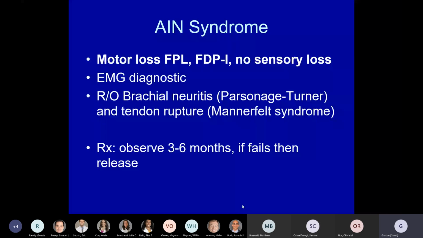AIN syndrome will differ substantially from carpal tunnel or pronator syndrome because it's isolated motor. Remember, AIN doesn't have any sensory, so they'll give you an isolated motor loss of the FPL and FDP of the index, and normal sensation. EMG would be diagnostic.